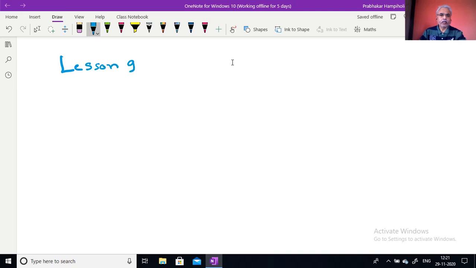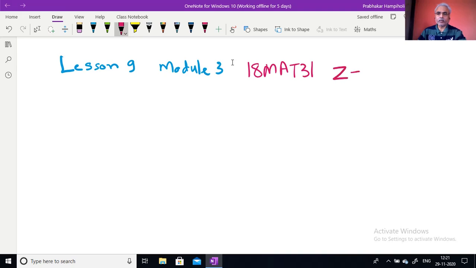Lesson 9 of module 3 of Engineering Maths 3, that is 18MAT31. So we are studying Z transforms at present.